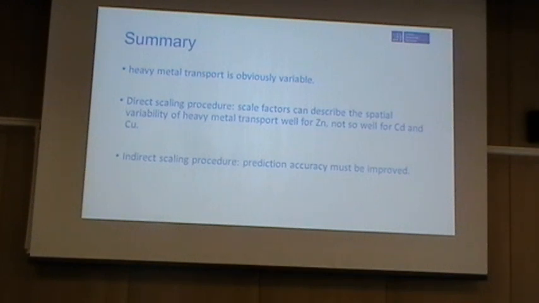We conclude that the scale factor from the direct scaling procedure can describe the spatial variability of heavy metal transport well only when the sorption isotherms themselves are not so variable, such as zinc. And for more variable conditions, such as cadmium and copper, the scale factors are not so effective. And for the indirect scaling procedure, the prediction accuracy must be improved.